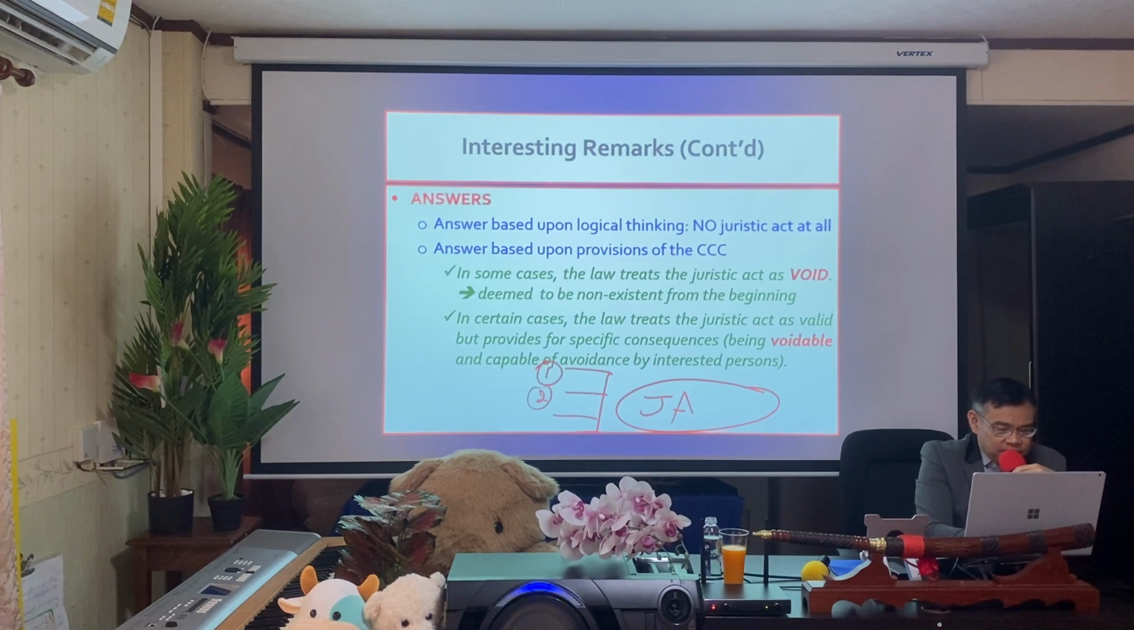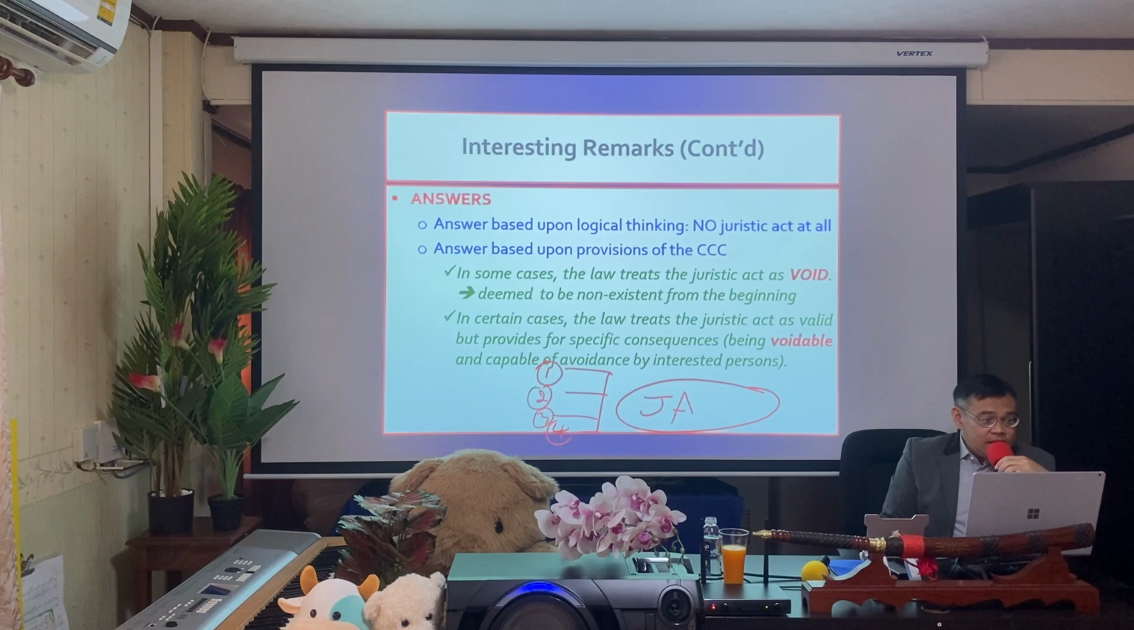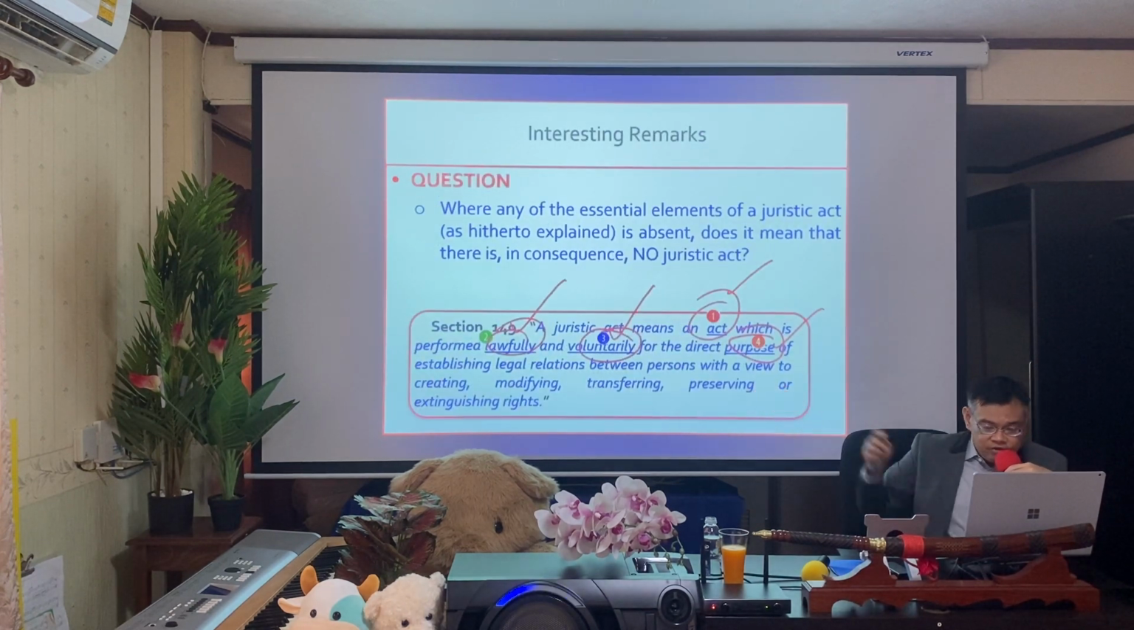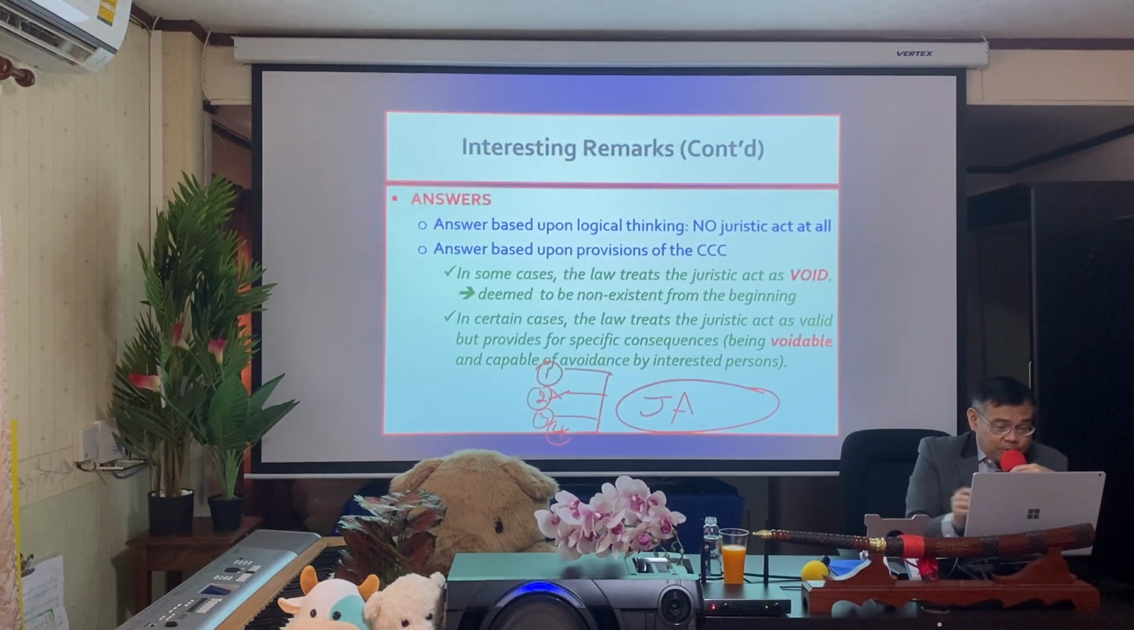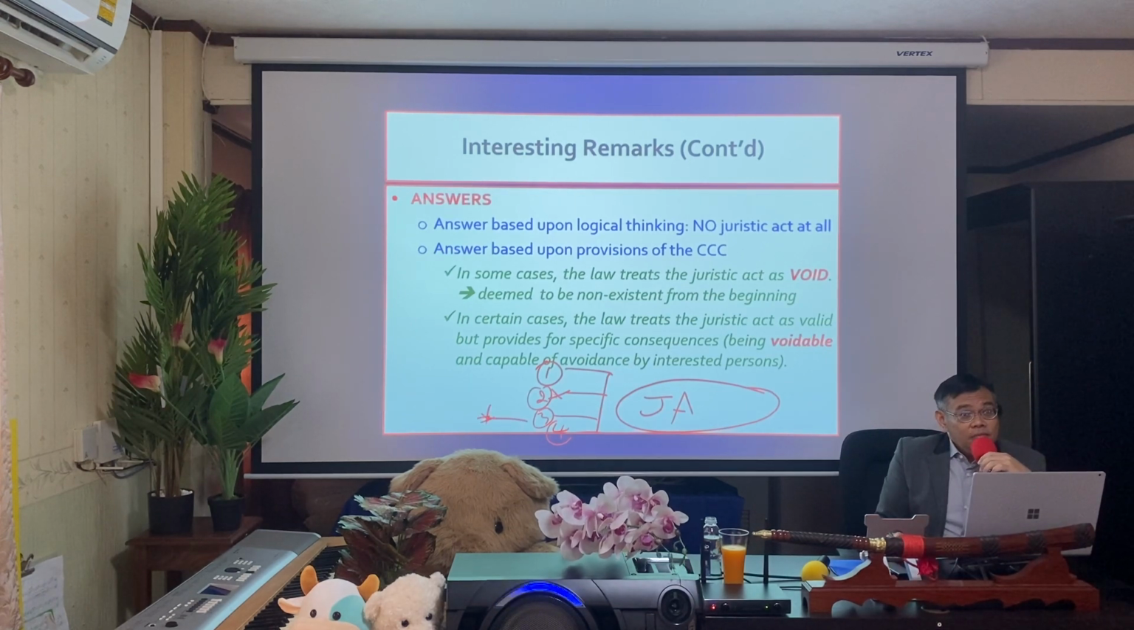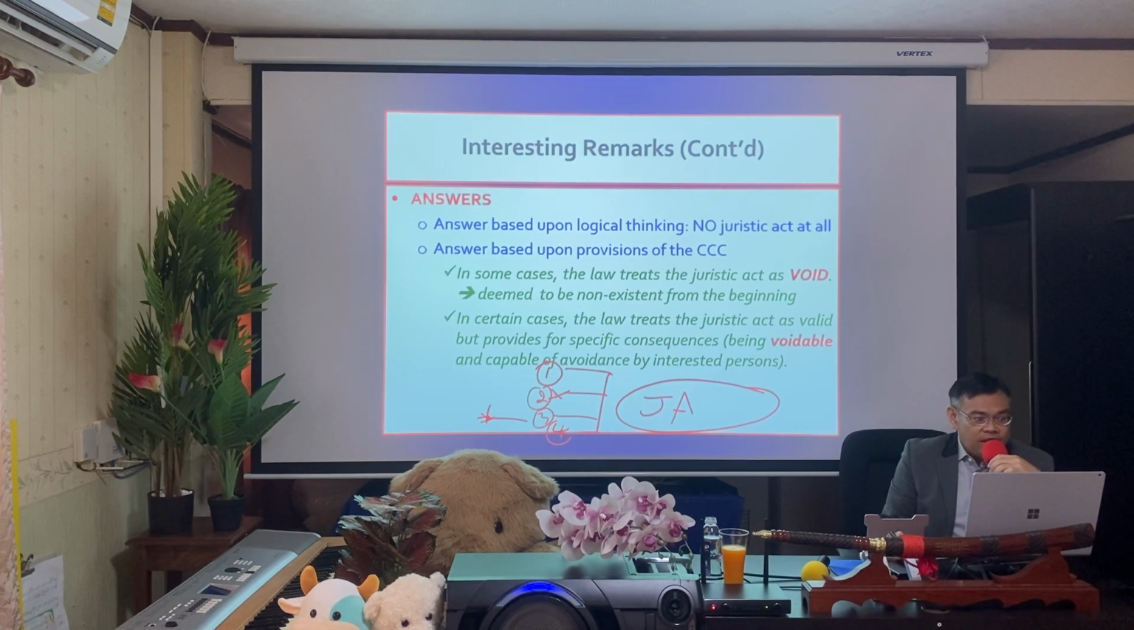1, 2, 3, and 4 elements. Doesn't it mean that, let's say the element number 2 is lawfulness, or number 3. Let's suppose that if the element number 3 is missing, does it mean that there is no juristic act at all? Well, we can answer this question in 2 ways.